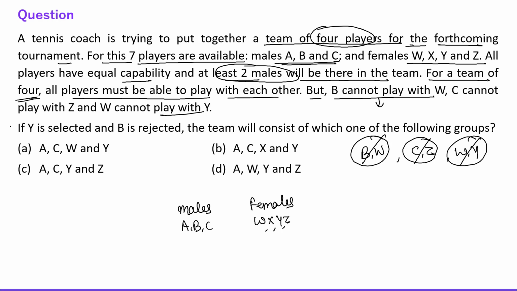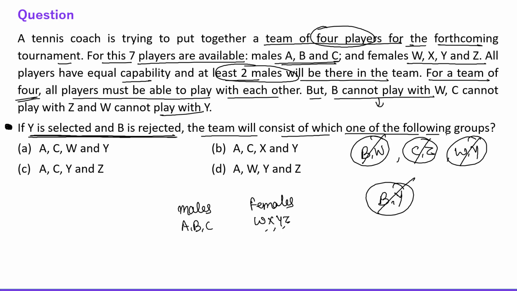Now, the question is asking, if Y is selected and B is rejected, so it means B and Y are not together, then the team will consist of which one of the following groups? It's a simple question, friends. Just use these 4 conditions with the options.